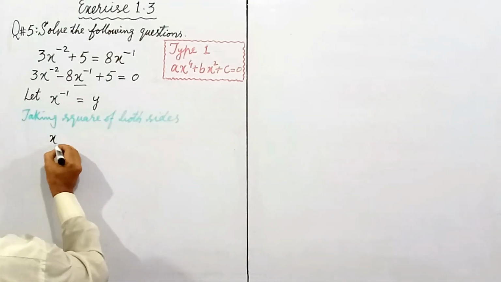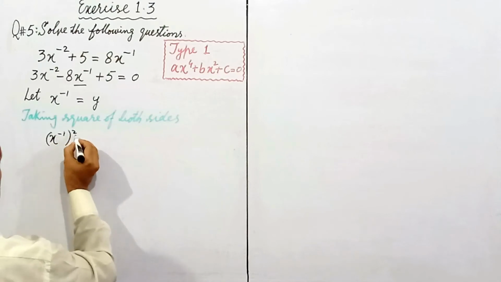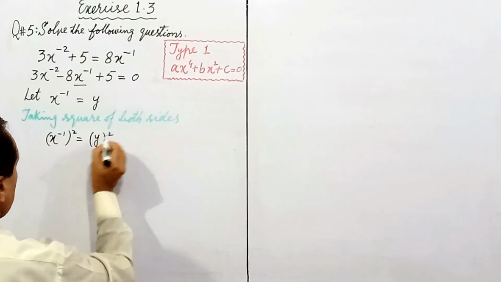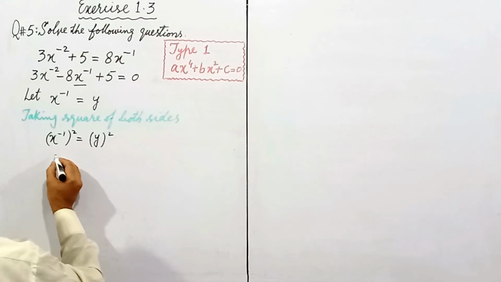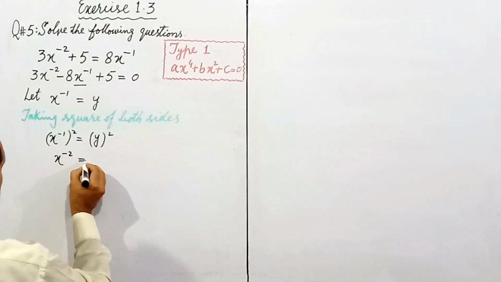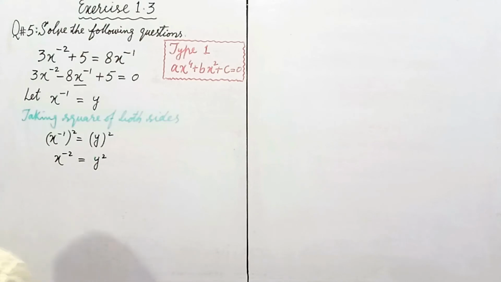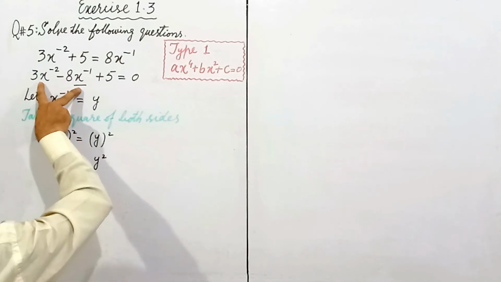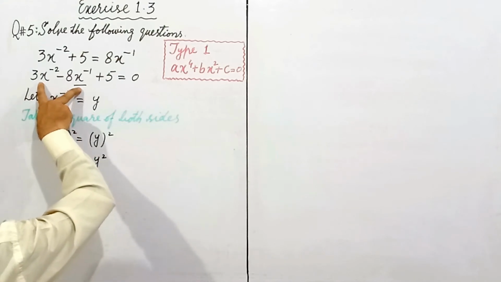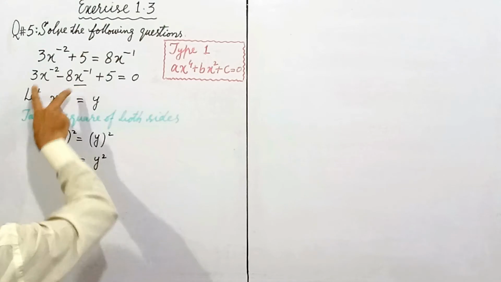We have x raised to the power minus 1, whole power 2, is equal to y raised to the power 2. Minus 1 is multiplied by 2, the power is multiplied by the power, so x raised to the power minus 2 is equal to y square. Now we have both values, x raised to the power minus 1 and x raised to the power minus 2. We substitute the values in this equation to get the simple quadratic form of the equation.